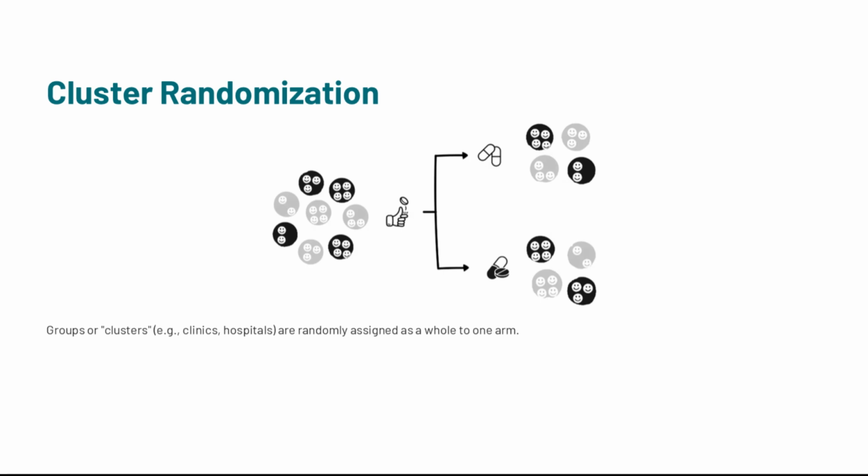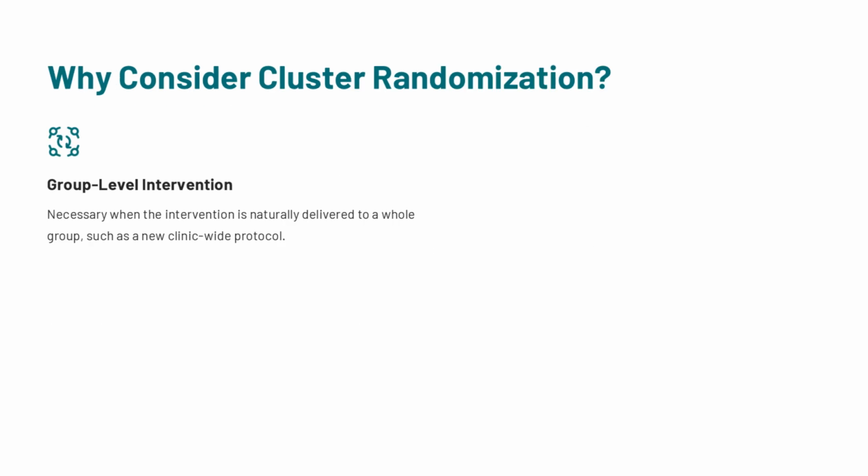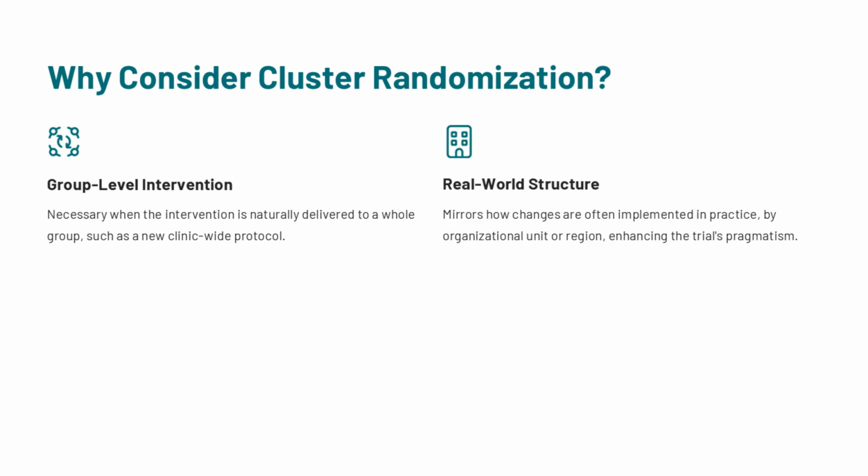So far, we've assumed individuals are randomized. But sometimes it makes sense to randomize entire groups of individuals or clusters, like clinics or hospitals. There can be many compelling reasons to use a cluster trial design. Sometimes it's the only way because our intervention is something like a clinic-wide training, a new electronic health record alert, or a policy change. You have to implement it by site. In these cases, cluster design aligns with how the intervention works in the real world.